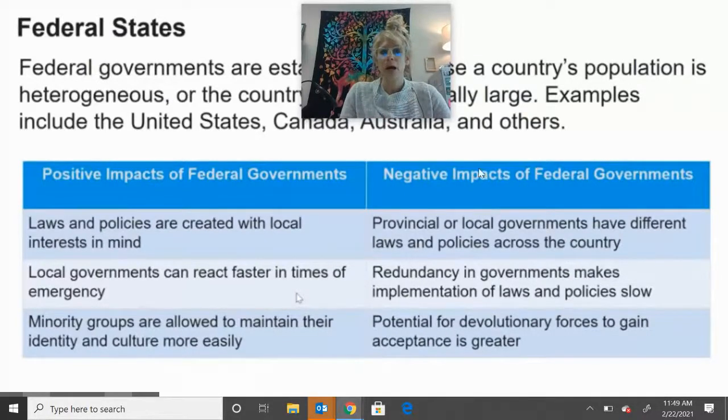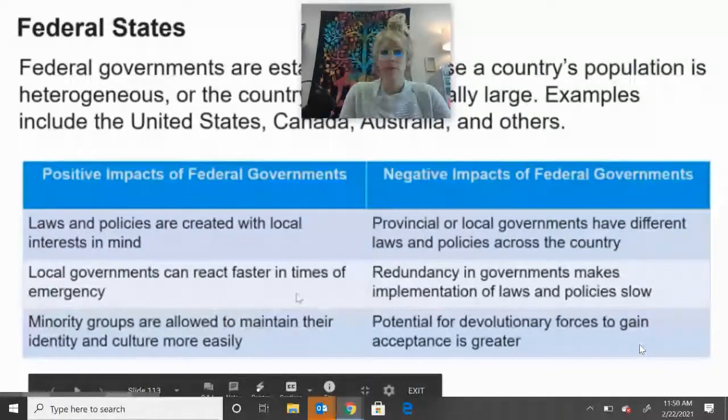Okay, so you have to kind of educate yourself on policies that are different through the states and local governments. All right, there can also be a redundancy in governments that makes implementation of laws and policies really slow. So when you have all these local governments, it's going to slow down the process of pushing bills through and making them into laws.